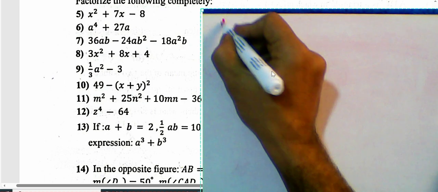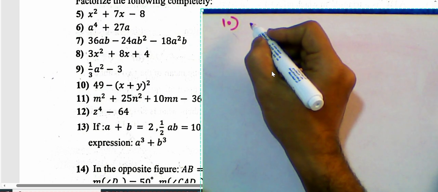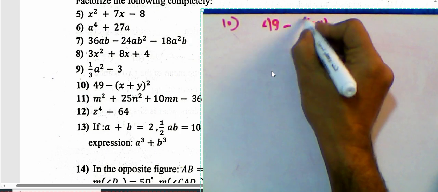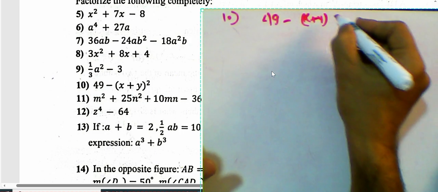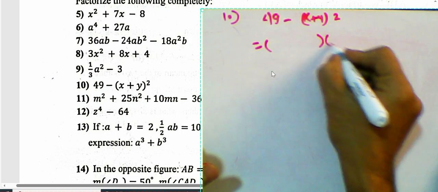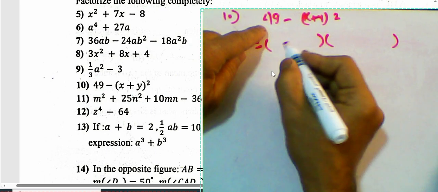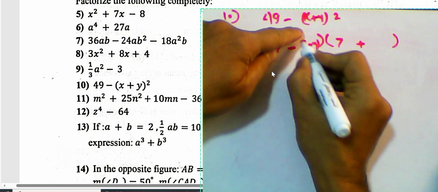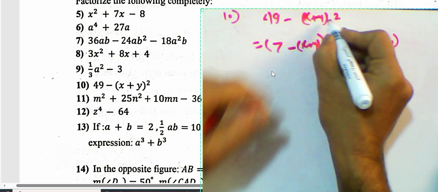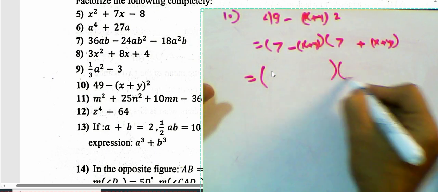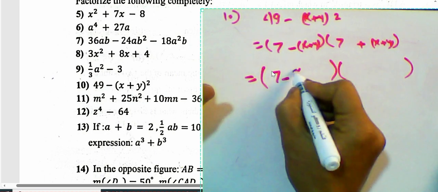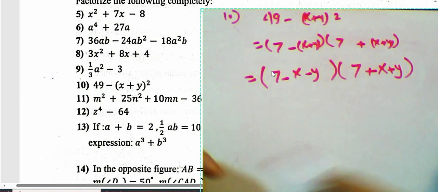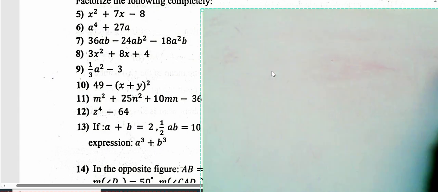Next question number 10. We have 49 subtract x plus y all power 2. We have the difference between two squares. First, square root of the first, 7 times 7. Write negative and positive, and x plus y and x plus y. You must repeat it with this power. And then write here 7 minus x minus y, and 7 plus x plus y. This is question number 10. Question number 11.